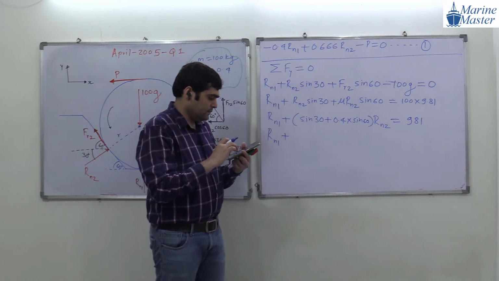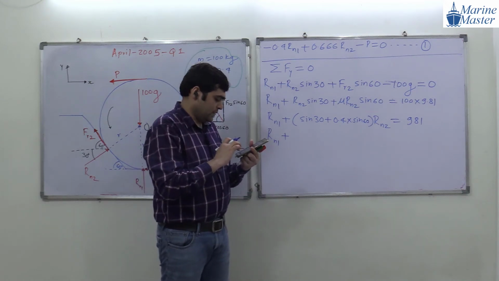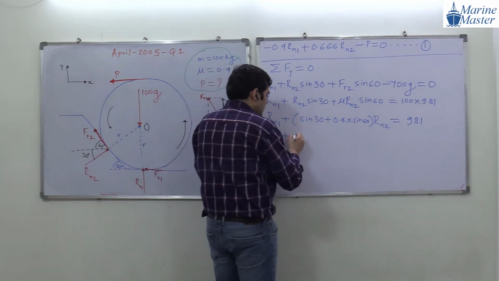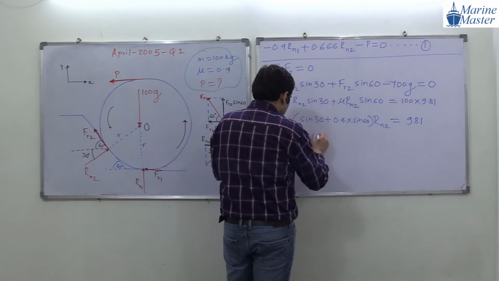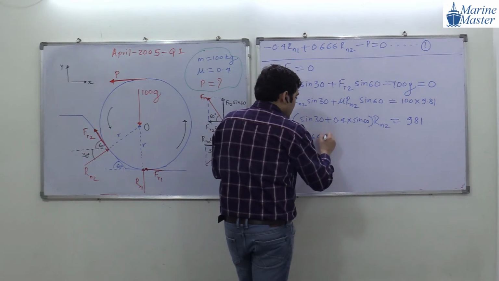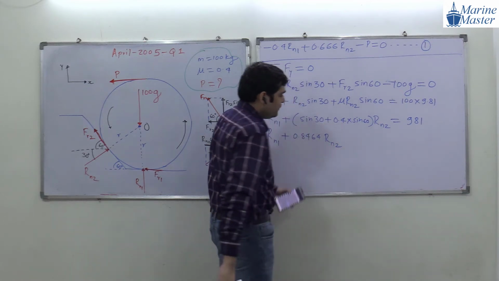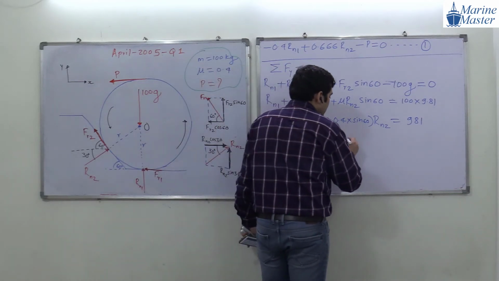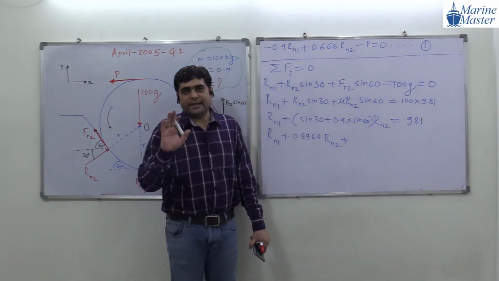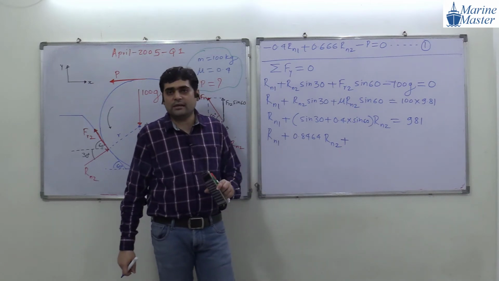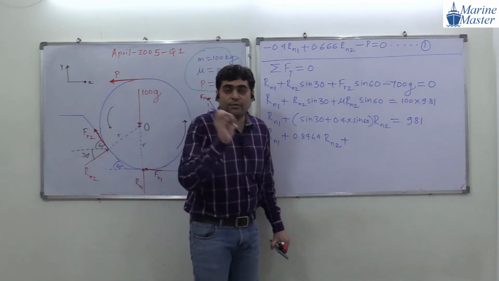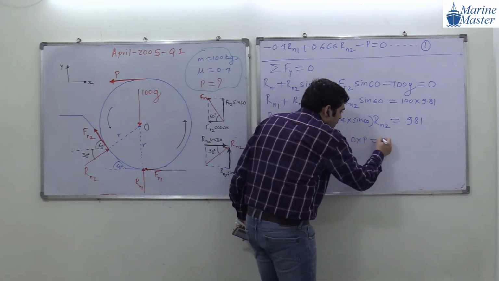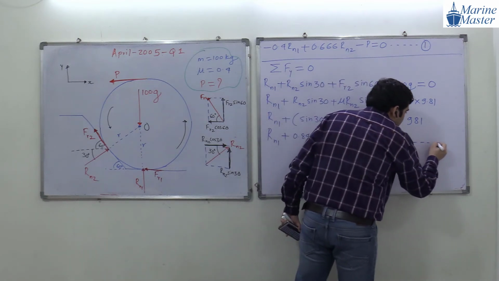Sin 30 plus 0.4 into sin 60 equals 0.8464. What will be the scenario for Rn2? See the point here: Rn2 will be equal to what? Is there any p term in here? No p term is here. So if you want to add a p term here, how do we add it? 0 multiplied by p equals 981, and we will call it equation number 2.